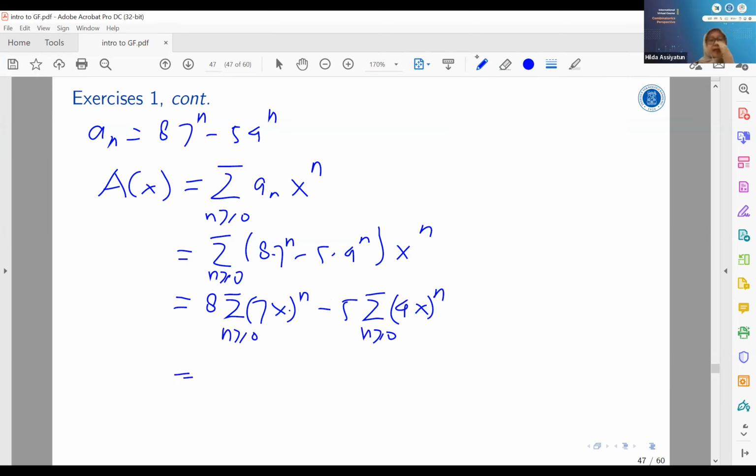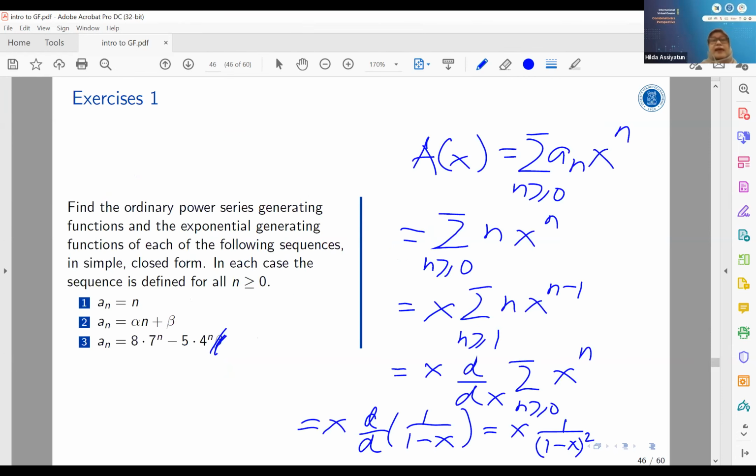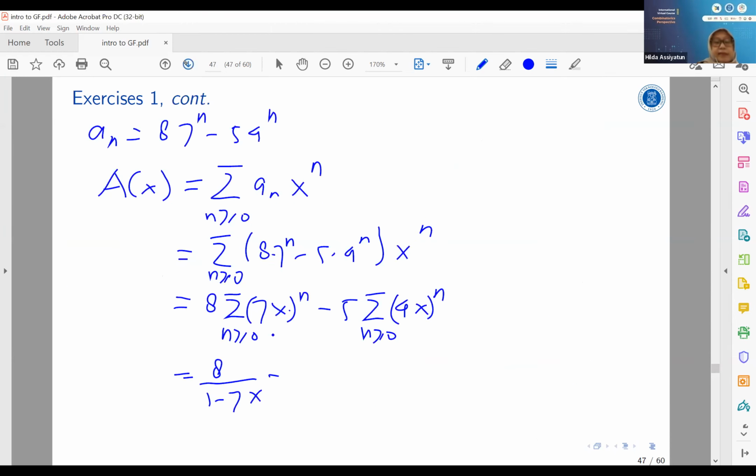All right, what is it? Again, this is the geometric series. It is 1 over, right? Is it correct? Yes, okay. Minus 5.